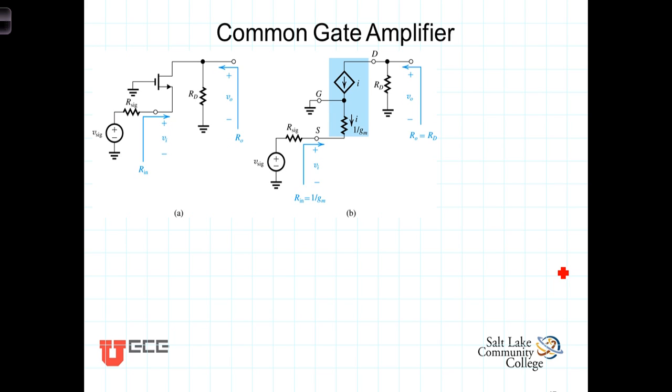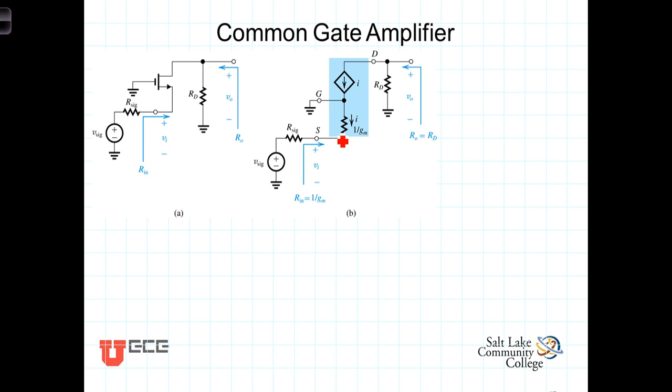The common gate amplifier consists of grounding the gate and applying the signal to the source. It's convenient to use the T model when studying the common gate configuration, because when we do, it puts in series the signal with its source resistance and the resistance seen looking into the source. So this 1 over g_m and R_sig, the internal resistance of the signal, are then in series with each other.